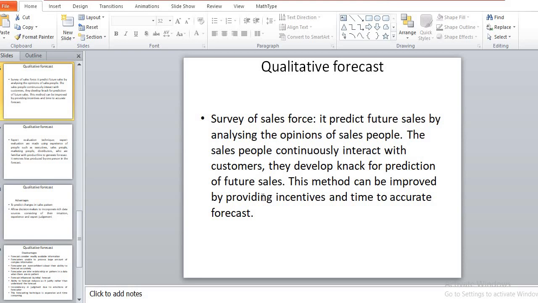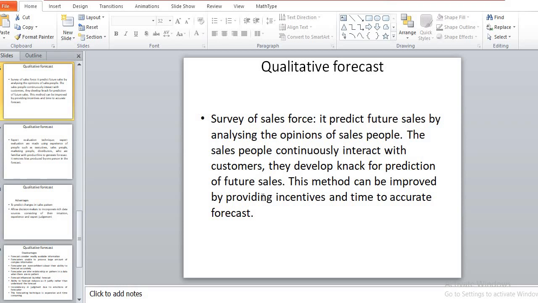So this method's accuracy we can increase by providing some incentives to these persons. As the forecast becomes more accurate, they will be provided more incentive. So they are motivated to take the opinions of the customers by providing some incentives, and we can improve our forecasting as we reach a larger number of customers.